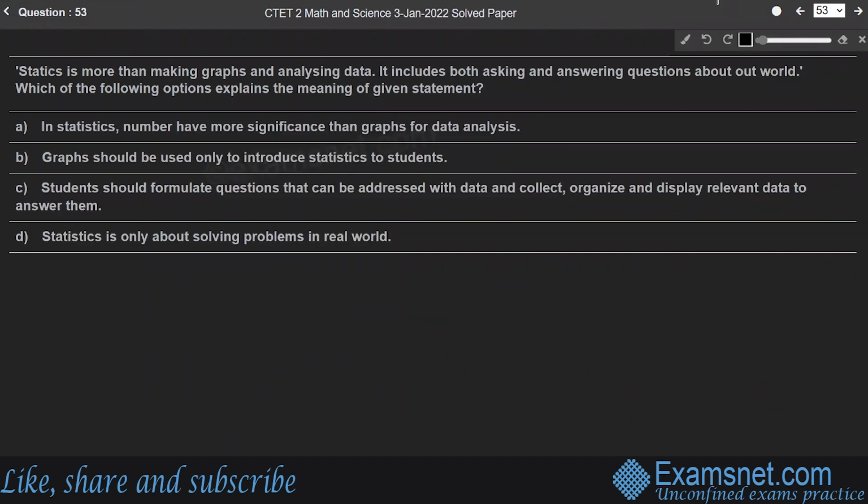Question number 53. Statistics is more than making graphs and analyzing data. It includes both asking and answering questions about outward.